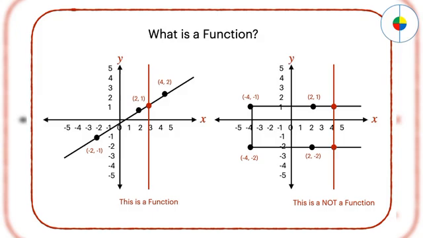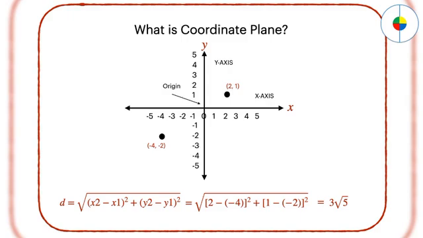How to understand function. The next important concept for algebra is function. But before that, you need to know the coordinate plane, which is a flat surface formed by the intersection of two lines or axes. The horizontal line, known as the x-axis, and the vertical line, known as the y-axis. The intersection of the x-axis and y-axis is called the origin, or 0, 0.